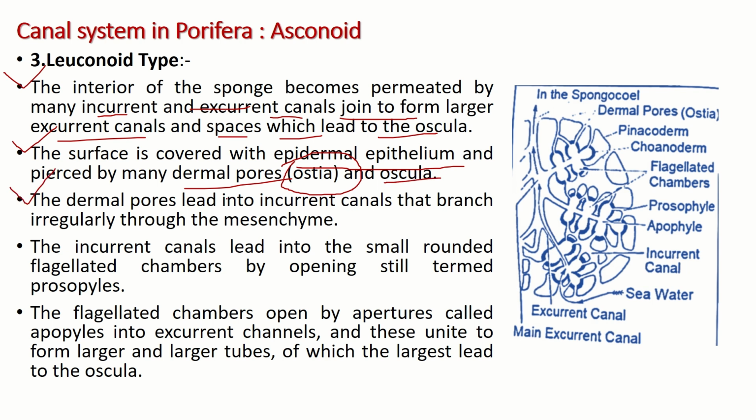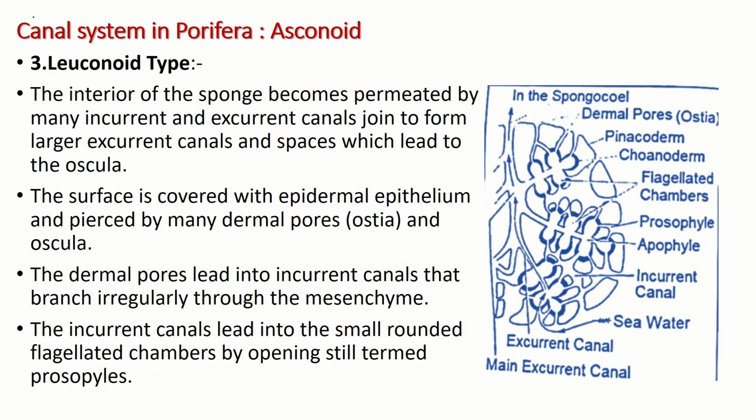The dermal pores lead into incurrent canals that branch irregularly through the mesenchyme. The incurrent canals lead into small rounded flagellated chambers by openings called prosopyles. The flagellated chambers open by apertures called apopyles into excurrent canals, and these unite to form larger and larger tubes, of which the largest one is called the osculum.